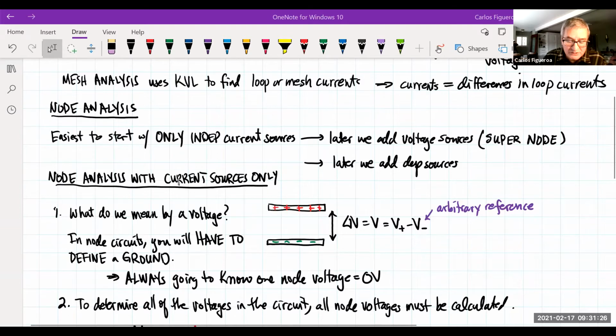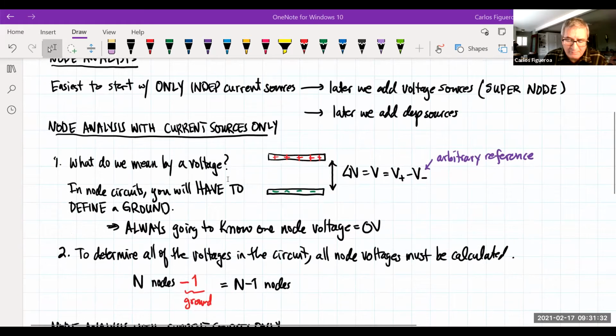We're going to start with node analysis with current sources only. What do I mean by a node voltage? It's a potential. Voltage is a potential difference. Every time you have a circuit, you clearly have to have a ground because of the power supply. How I define my ground is actually arbitrary, meaning it doesn't have to be in any one particular location. It could be in any location that you want.